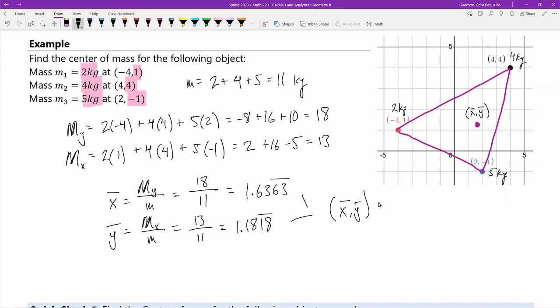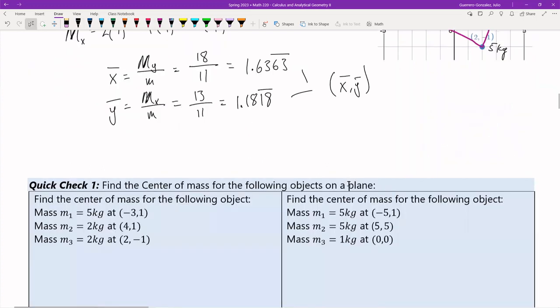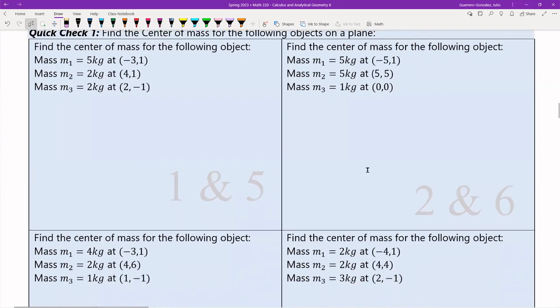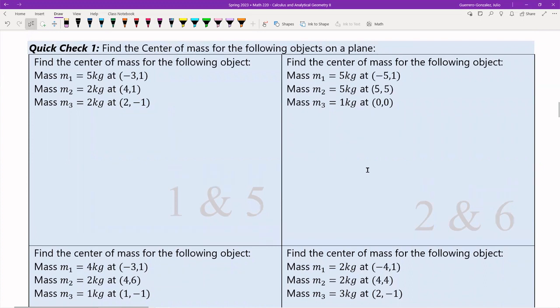All right. So what comes up next now is quick checks. Make sure you get these done. If you have any problems with them, come to the math lab, come see me in my office hours, or come on the Friday times.